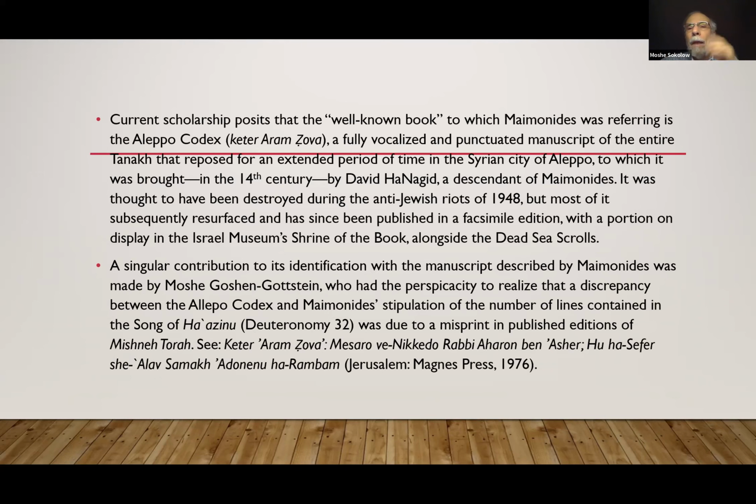Okay. Now, current scholarship posits that the book to which Maimonides was referring in Mishneh Torah is the book that we know today as the Aleppo Codex. It's called in Hebrew the Keter, the crown of Aram Tzova. Aram Tzova is the biblical name for the Syrian city of Aleppo. The Keter Aram Tzova, the Aleppo Codex, is a manuscript of the entire Tanakh, a codex, a book, not a scroll, in which the consonants are both vocalized and punctuated.